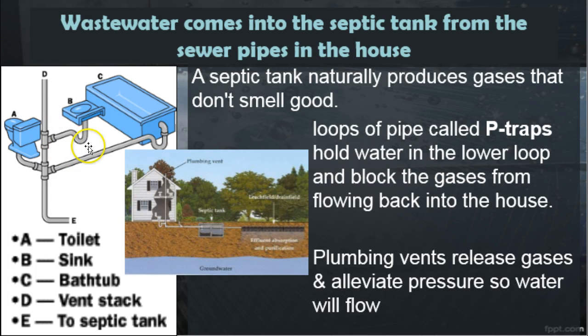So you have these P-traps in your pipes, and they hold some water there on purpose. The reason they do that is it blocks the gases from flowing up through your sink or your toilet or your tub and your whole house smelling like sewage. And you also have a plumbing vent that allows some of those gases to be released, and it lets the water drain down. You know if something is wrong with this system in your house because you will smell it, guaranteed.